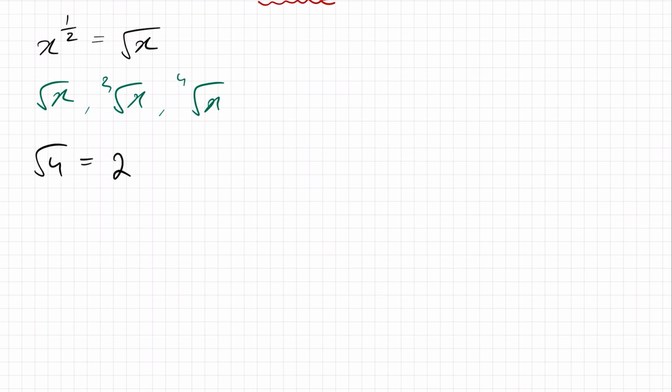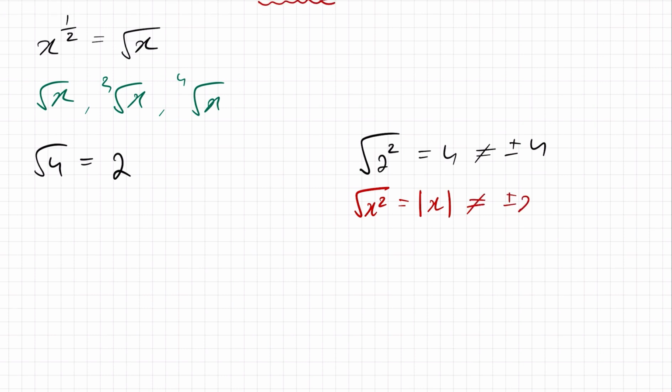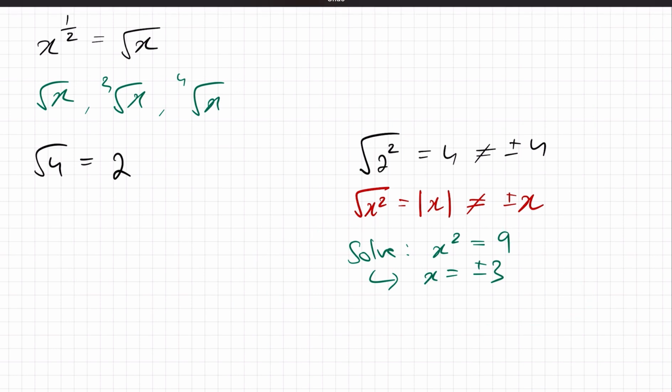Important thing to realize is that the square root of 2 squared is only 4, and it's not plus or minus 4. Because if we look at the definition of the square root specifically, it states the square root of x squared is the absolute value of x, so not plus or minus x, like so. Now, you might have got confused because of an algebra equation which is saying solve x squared is equal to 9. Well, here the two solutions are x equals plus minus 3, but that's just because you're looking for all solutions. So it's important to clear that up from the start.